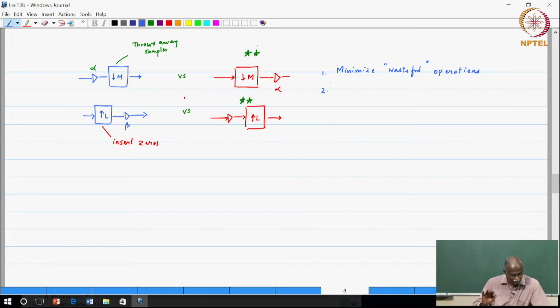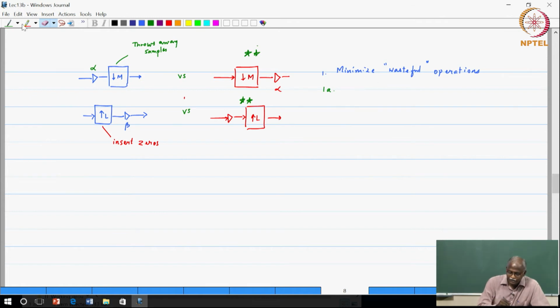One is first of all to minimize, and how would we minimize? Let me call it 1A and 1B. There is a different strategy when it comes to the downsampler. Basically, what we say is to minimize computations on samples that are going to be thrown away.